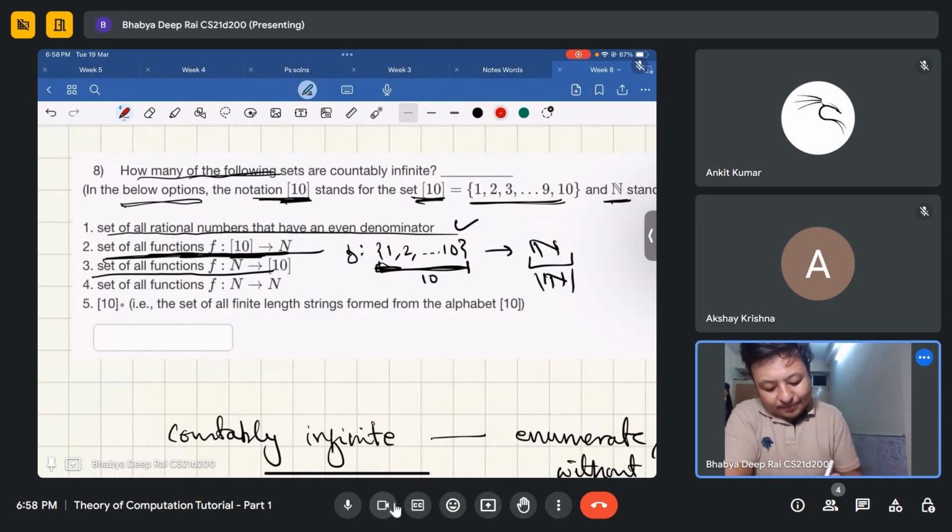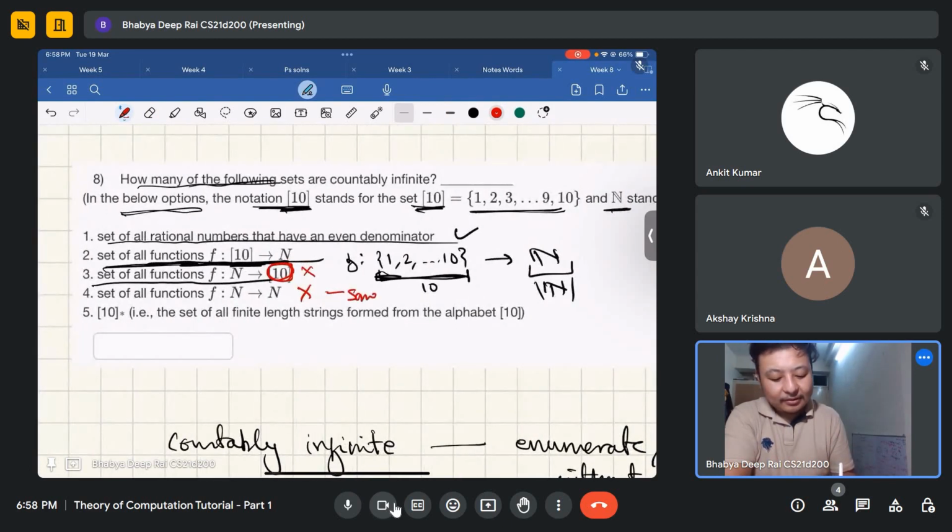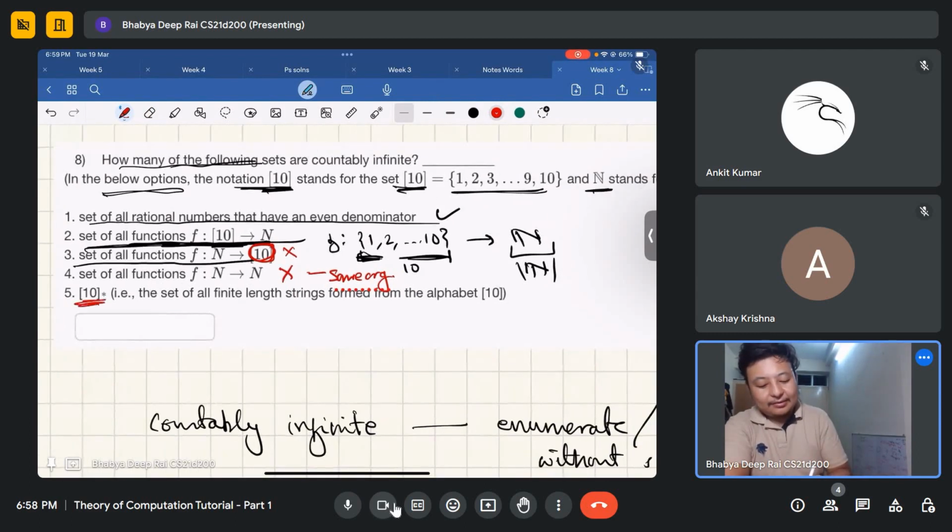Okay, so which one was uncountable? This one is uncountable. So immediately, see, even when the entries were from 1 to 10, it was uncountable. Same argument will show, now the entries are any natural number, same argument will show that this is also uncountable, right? This guy is from the same argument. Okay, this, the set of all finite length strings formed from the alphabet 10.